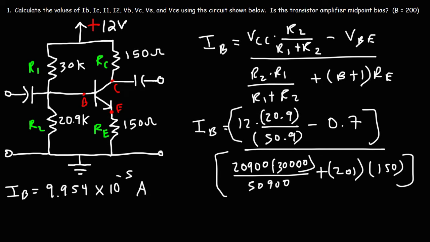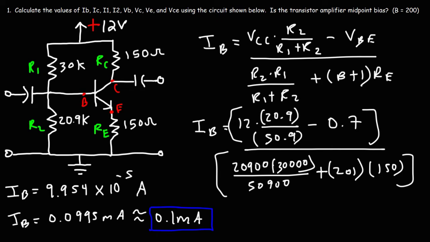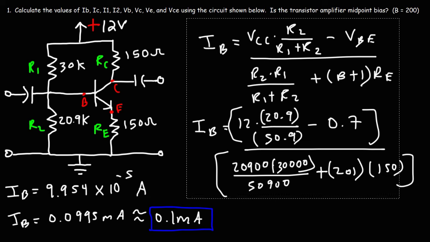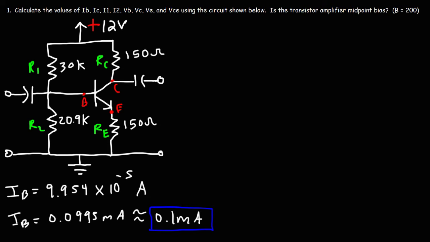If we multiply that by 1,000, that gives us a base current of 0.0995 milliamps, which, if we want to, we can round it and say that's approximately 0.1 milliamps, just to make our future calculations a lot easier. That's very close to 0.1 milliamps. So that's IB. So let's make a little note here. The current flowing into the base is conventional current. The direction of electron flow is opposite to the direction of conventional current flow. So that base current is 0.1 milliamps.